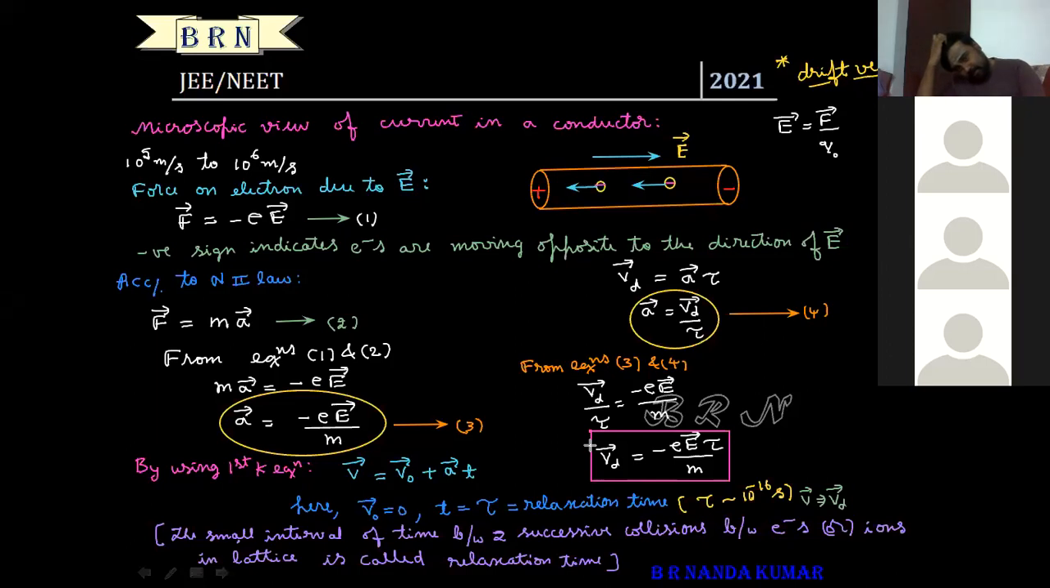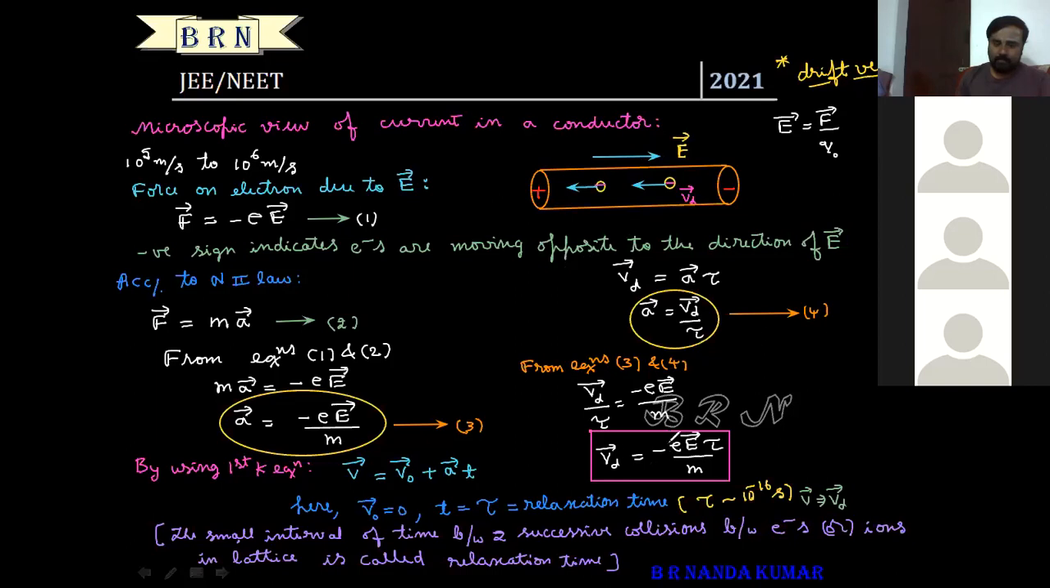Okay. They can also ask: write the mathematical expression for drift velocity and explain the terms. Then you have to write this mathematical expression: vd vector is equal to minus e vector tau divided by m. The significance of the negative sign is that the drift velocity direction is opposite to the direction of the applied electric field. This is the direction of vd vector, so vd vector is opposite to the direction of applied electric field.